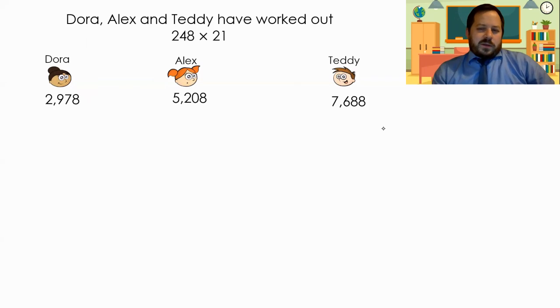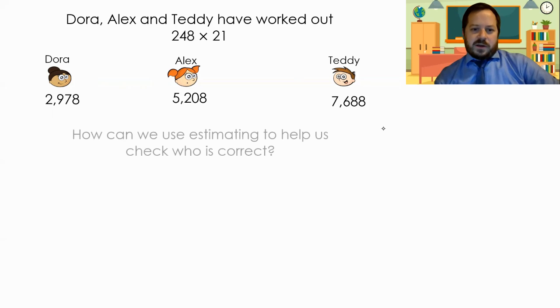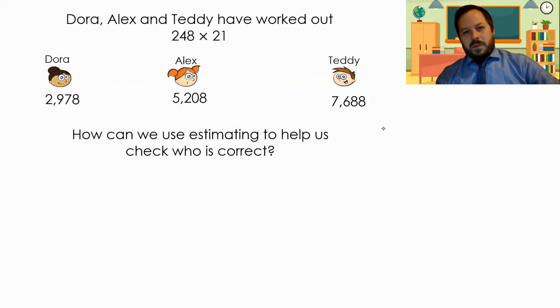But how are we going to have an idea of which one it is without having to do the entire sum ourselves? Well, what we can do is use estimating to get a rough idea of what the number might be. So let's have a look. 248 times 21.